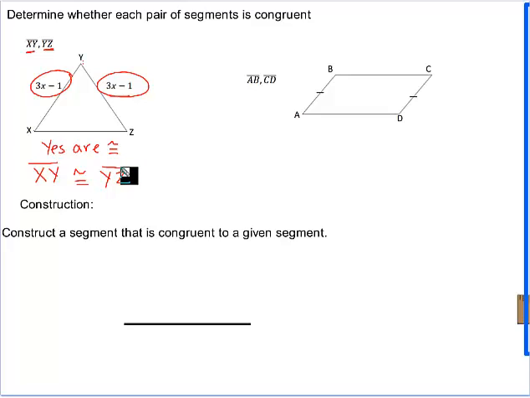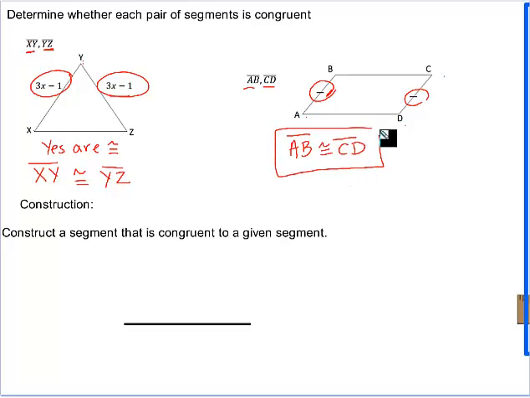Okay, next example, we have a parallelogram here. We want to know if AB and CD are congruent to one another. So here's A to B. Notice that we have one tick mark on there. Here's C to D. Notice we have one tick mark on there. Those are congruent marks, which tells us that the two sides are congruent, so therefore they are. So here we would say AB is congruent to CD. They are shown as being congruent.